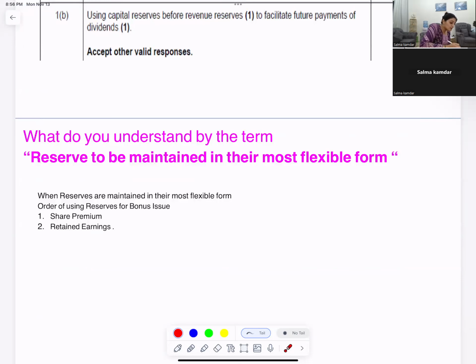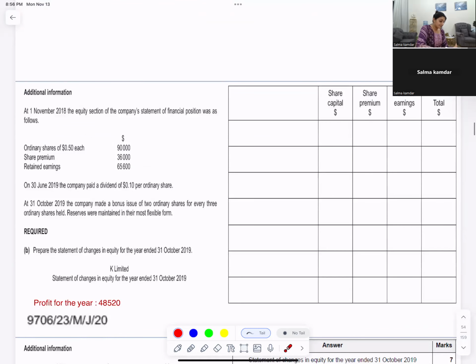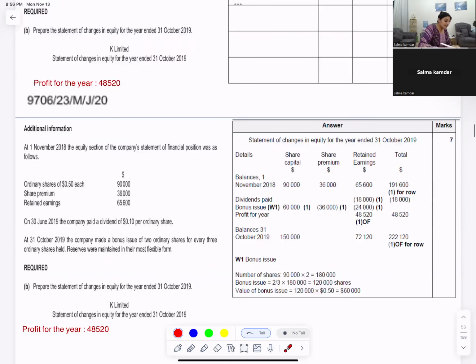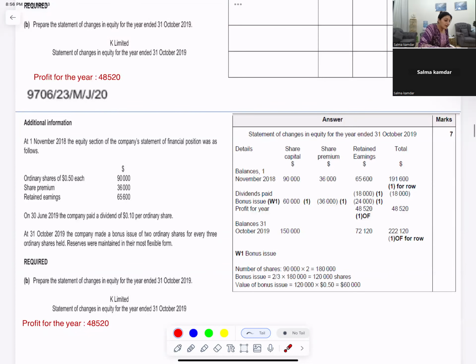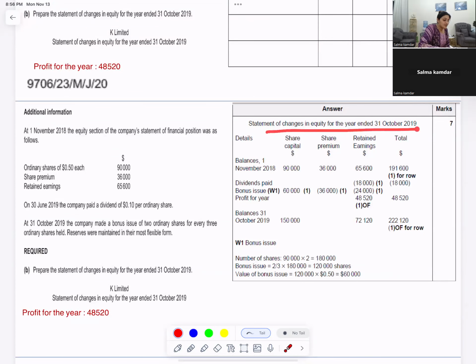So the order of using reserves for the bonus would be you would first use your capital reserves. That means you would first use share premium and then you would use your retained earnings. Now let's look at the sum. You are required to prepare the statement of changes in equity and they have already given you the profit for the year. It is a sum of May-June 2020, paper 23.